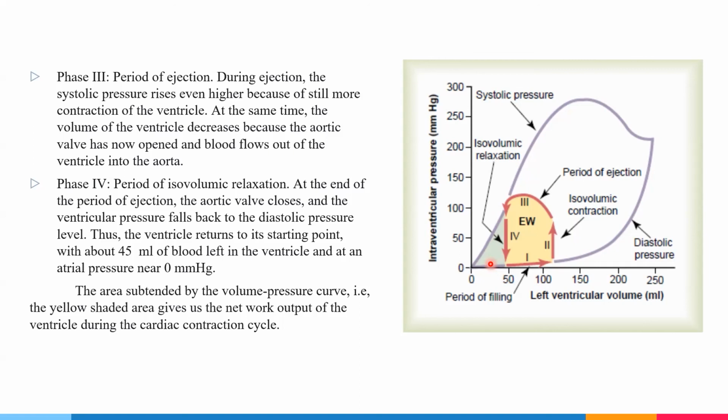The area subtended by the volume pressure curve, that is the yellow shaded area that we can see right here, gives us the net work output of the ventricle during the cardiac contraction cycle. And the bluish lines that we see overall are actually the maximum contraction and the volume of blood that can be flown into the ventricles artificially.